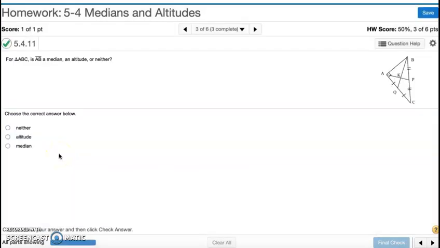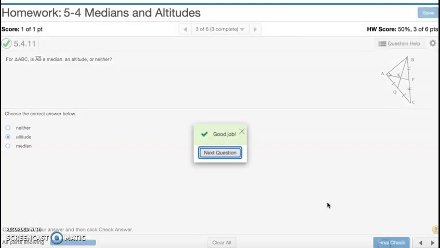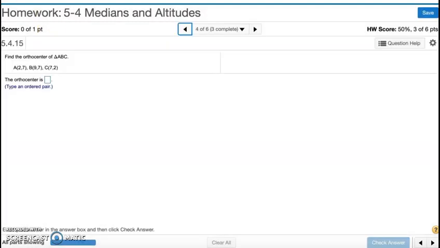Number 3, for triangle ABC, is AB a median, altitude, or neither? Well, looking at AB, it is perpendicular to AC, and altitudes are perpendicular, so it has to be an altitude. And that's number 3. Number 4, find the orthocenter of triangle ABC. So let's take a closer look at that.